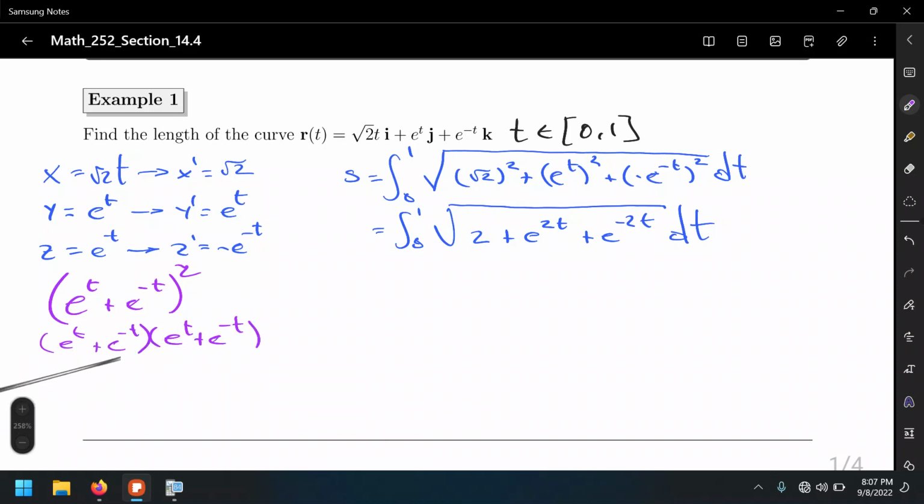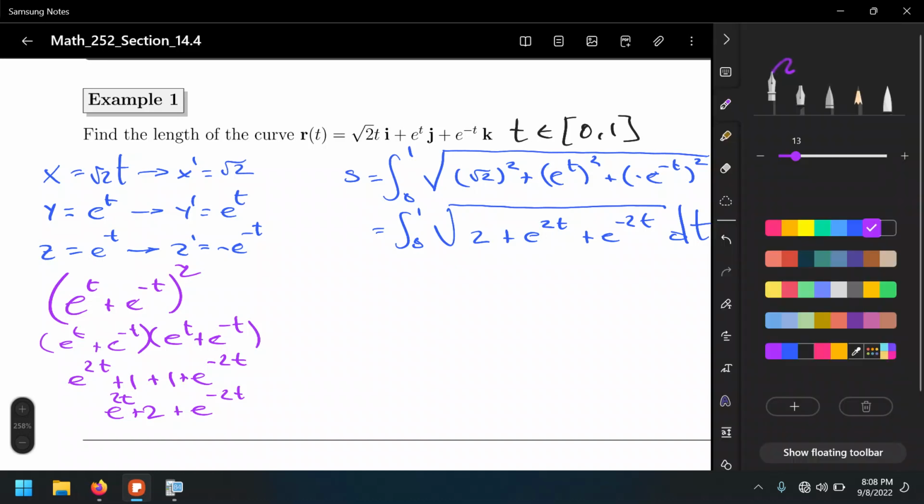So e to the t times e to the t, that's e to the 2t, e to the t times e to the negative t. Well, doesn't that cancel to 1? And e to the negative t times e to the t, another 1, and e to the negative 2t. Well, combine these two to get a 2. Which is the same expression in the radical, inside of the radical, right? So in this case, sometimes we need to take backwards with perfect square trinomials.